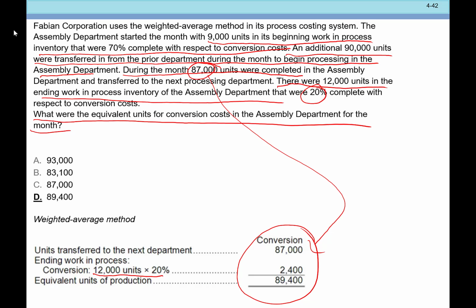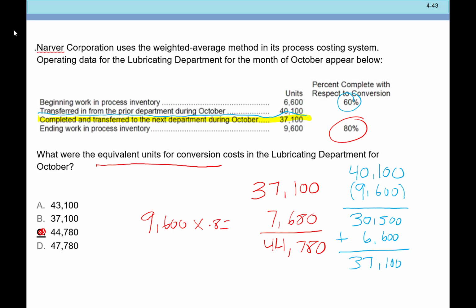Okay, good. Now you come over and you take a look at this problem here, and they tell me that the units completed and transferred to the next department during October were 37,100. If I see that, I know those units were completed, right? So I pick that up, and then I simply add the equivalent units in ending inventory, 9,600 times 80% complete. Okay. Now, that means that I have 44,780 units here, right? Okay, to answer this question.